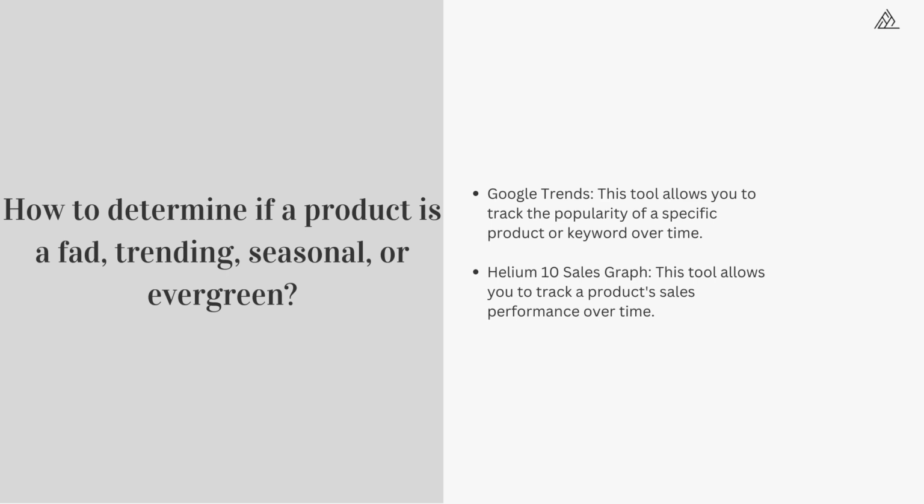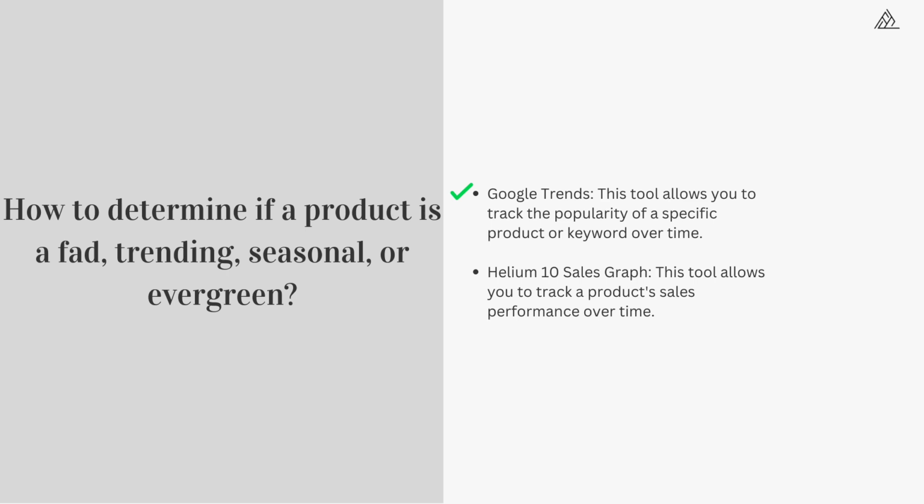How do you determine if a product is a fad, trending, seasonal, or evergreen? There's two tools that I like to use. The first is Google Trends. In all the examples I showed you today, I was using Google Trends, and it allows you to track the popularity of a specific product or keyword over time in terms of searches. What you want to do is set the date to 2004 to present and set the country to USA unless you're going to be selling in another marketplace.